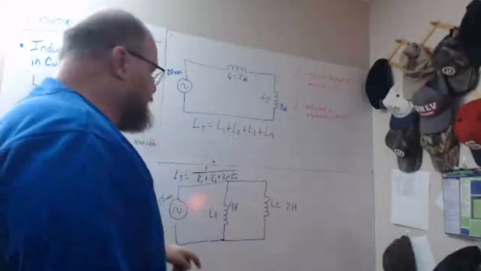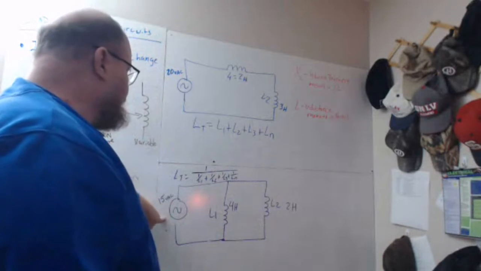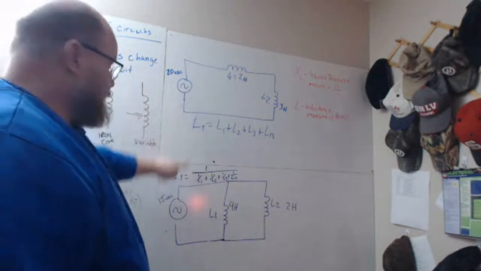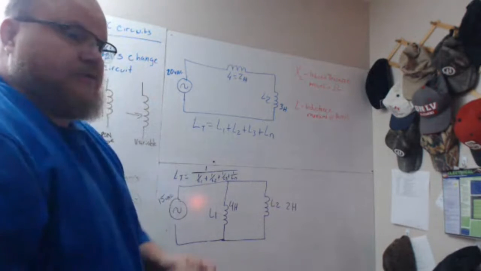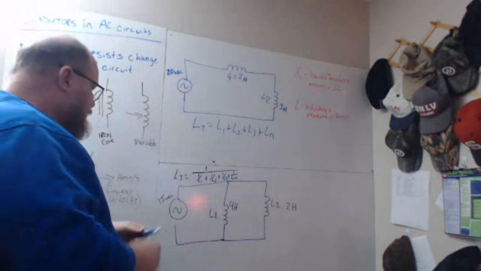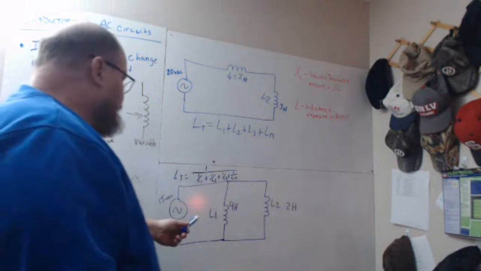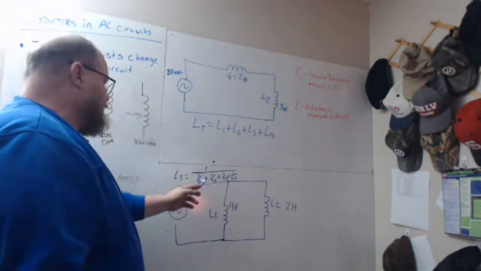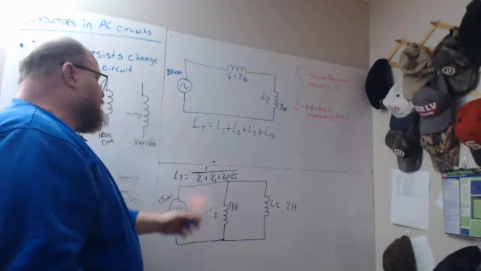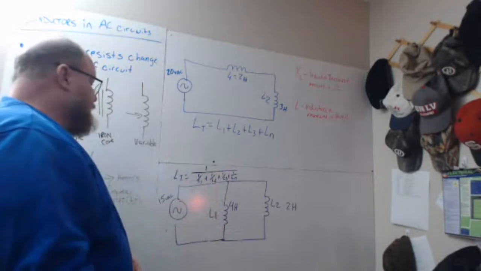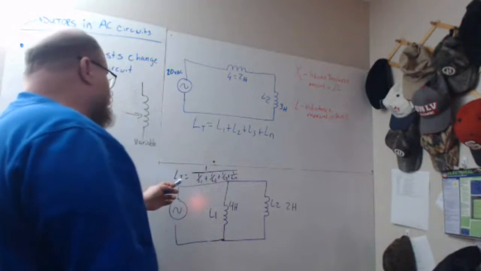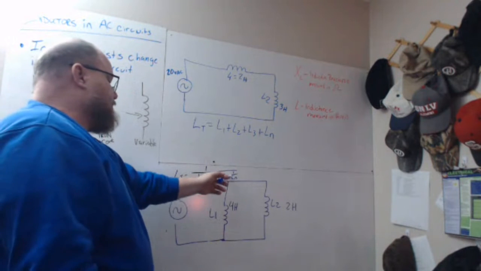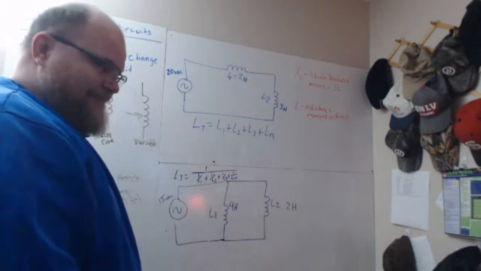N represents the infinite. In a parallel circuit, it functions just like a resistive circuit. When you have L1 and L2, use the reciprocal formula where L total equals 1 over L1 plus L2. If there are more inductors in parallel, L total equals 1 over L1 plus 1 over L2 plus 1 over L3 plus 1 over Ln, to infinite.